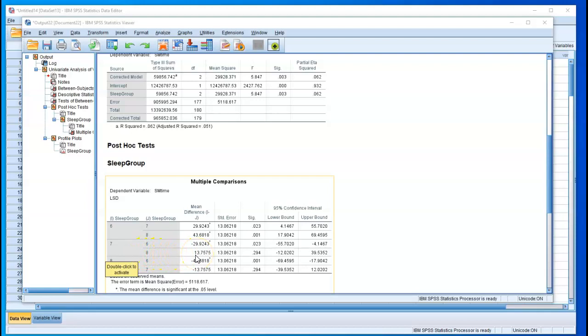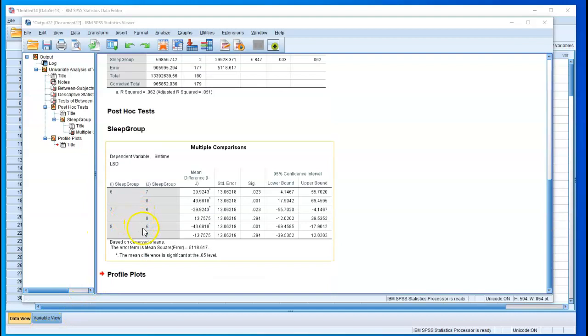Here our mean difference is 13.76, and our p-value is 0.294. Which tells us that for group 7 and 8, there really isn't a difference there. The difference we're observing is likely to be due to sampling error. And the true mean difference in the population is probably somewhere between negative 12.02 and 39.54. I'm 95% sure that that is the case.